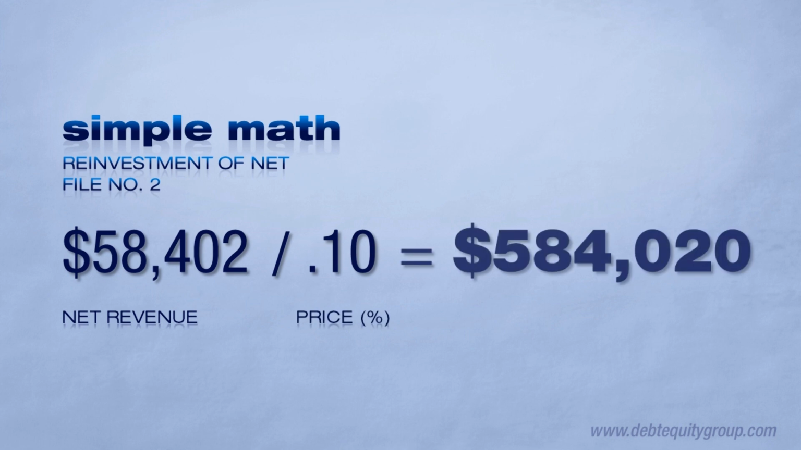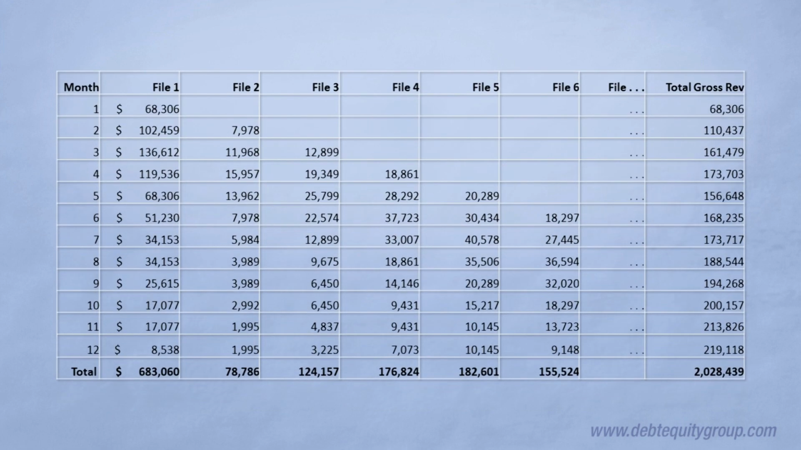If bought at the same rate as the first file, this would get a file with a face value of $584,000. So in month 2, we'd have our agency simultaneously collecting on the first file and beginning work on the second file. You can see that reflected in the figure here. In month 2, there are 2 files being collected on, which yields a total gross revenue of $110,000.